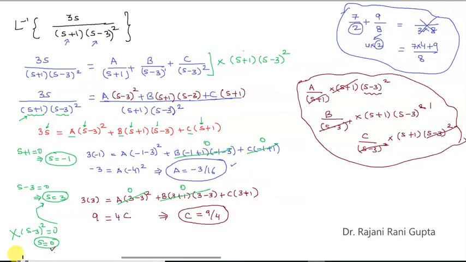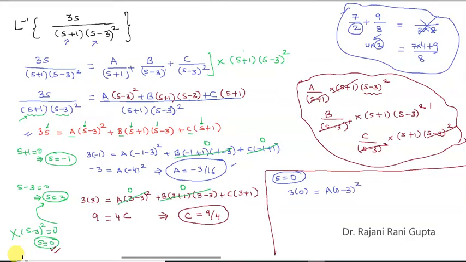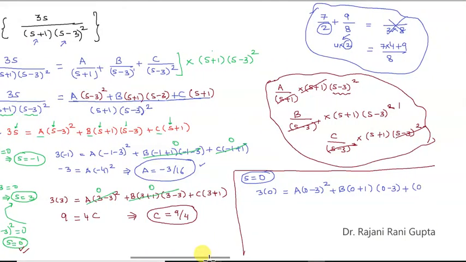Okay. Now the third value is S equal to 0. Let's do the calculation here. When you replace S by 0 here, we get 3 times 0 equals A times (0 minus 3) power 2, plus B times (0 plus 1)(0 minus 3), plus (0 plus 1) times C. Okay, so 3 times 0 becomes 0.